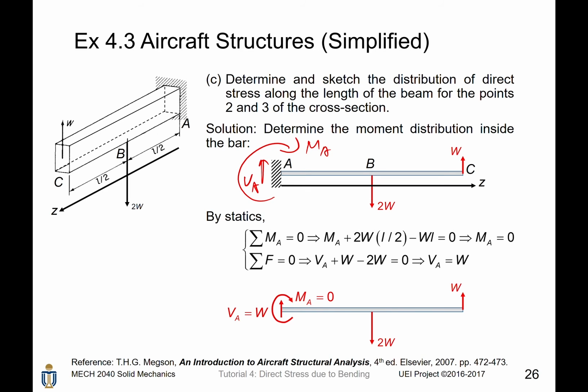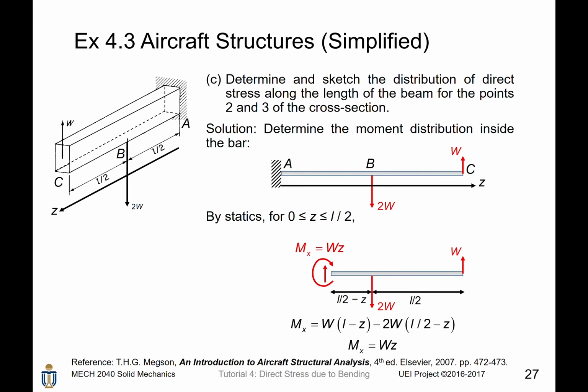Then by statics, taking the moment at point A gives MA plus 2W times L over 2, where L over 2 is the arm of 2W, minus W times L, where L is the arm of W. So eventually you will get the result, which means the moment at point A equals 0. Besides, for the shear force, assume an upward shear force. Then we find the shear force at point A, which is the reaction at point A, equals W.